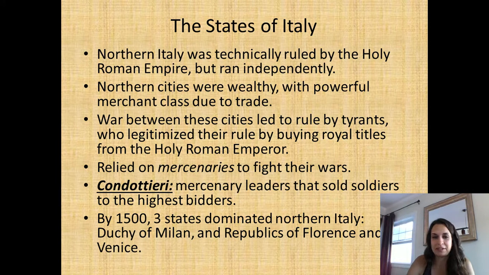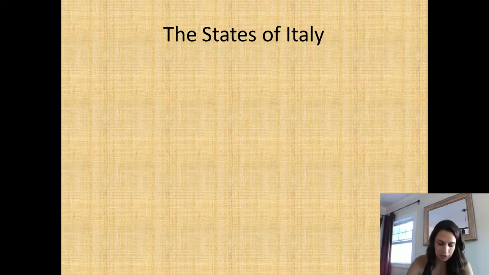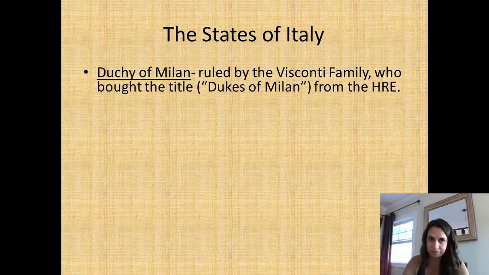That might sound familiar to you if you've ever seen anything like The Godfather. Anyway, by 1500, three of the states that dominated northern Italy were Milan, Florence, and Venice. Even to this day, northern Italy remains much more wealthy and cosmopolitan than southern Italy. And that is something that has carried on ever since these times. Northern Italy has always sort of been the leader of that country. Milan was ruled by a very powerful family called the Visconti family, who bought their title from the Holy Roman Emperor, and they became the Dukes of Milan.